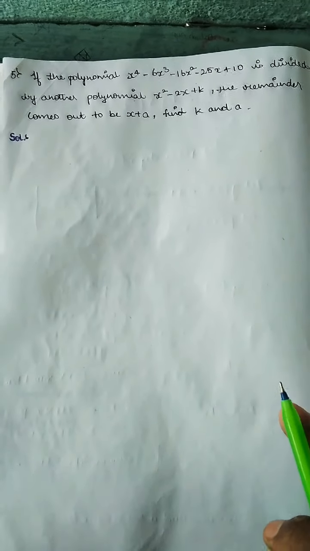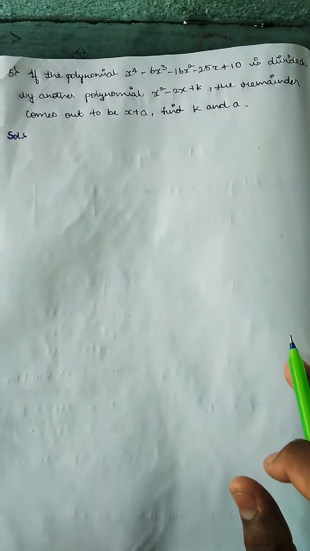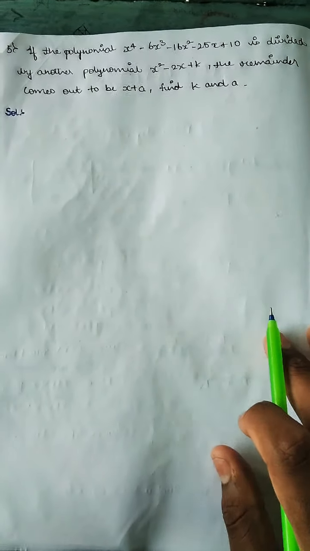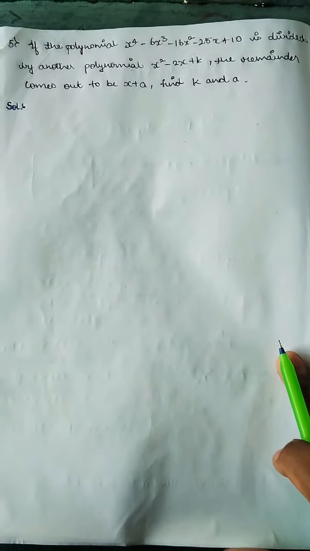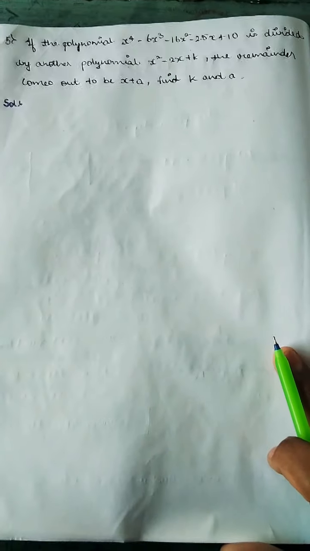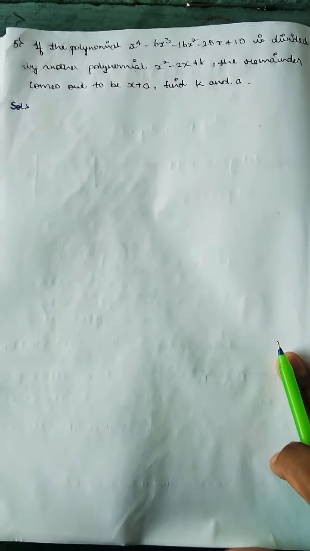Hi guys, in the last video we discussed the third and fourth problems in this optional exercise. In this video we shall discuss the last problem in this optional exercise in the chapter Polynomials, that is the fifth problem. This is a very important question, you must know this problem.